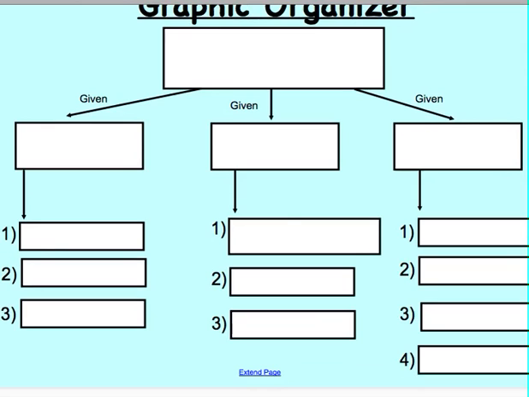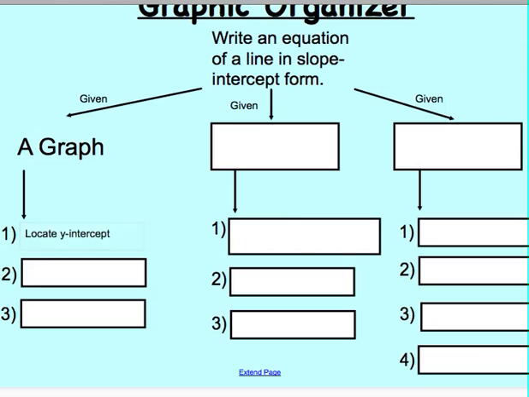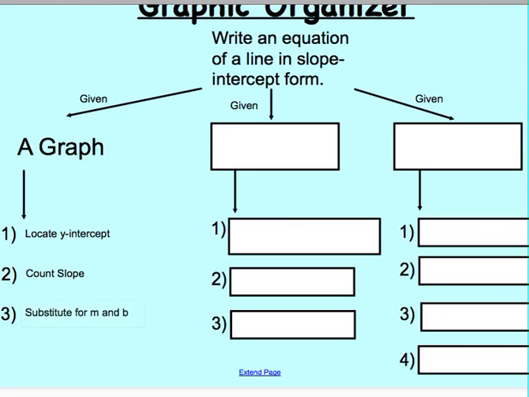This slide is a graphic organizer, so what I would like you to do is just write all these down. We're going to do this again in class if you do not get a chance to do it here. We're going to start with writing an equation of a line in slope-intercept form. That's what we did today. The first thing is imagine you're given a graph. We did this. The first thing you do when you're given a graph is you locate the y-intercept. That's the easiest thing to find. Then you count the slope, meaning you count up and over, down and over, depending on which way the line is sloping. Be careful whether it's positive or negative. The last thing you're going to do is substitute for m and b, so your final answer will be in y equals mx plus b form.